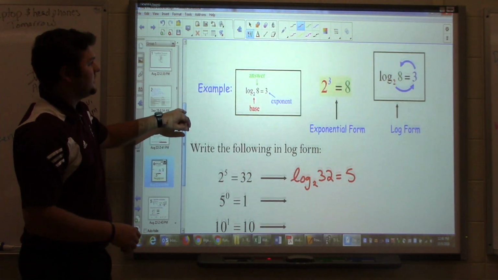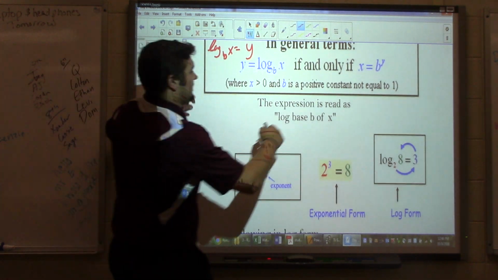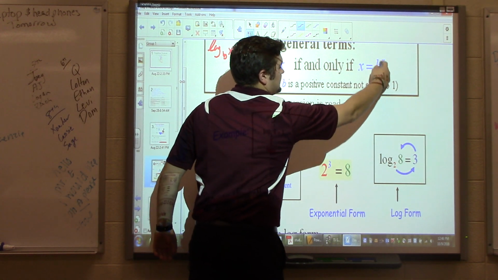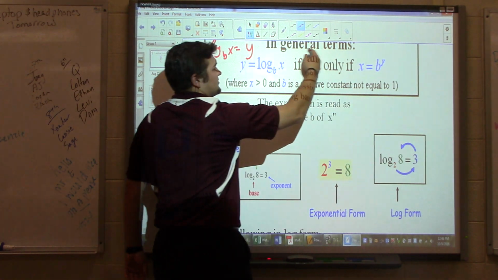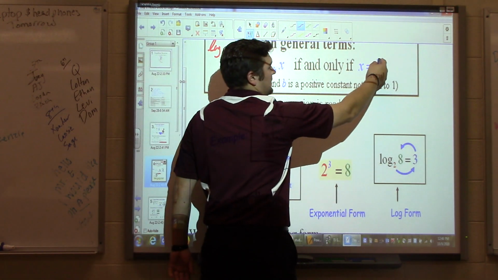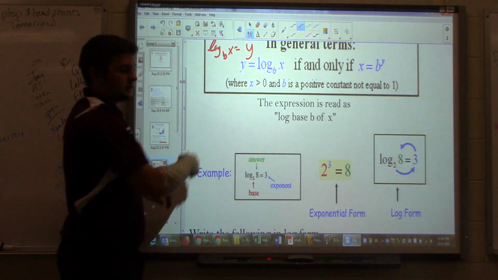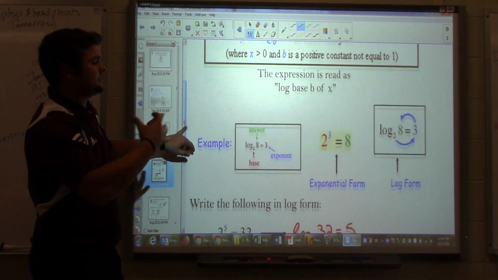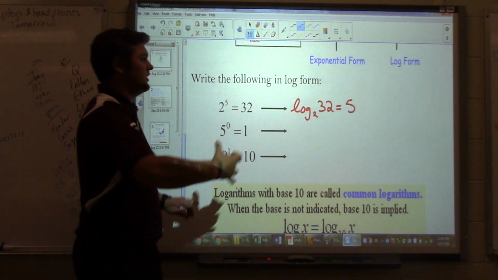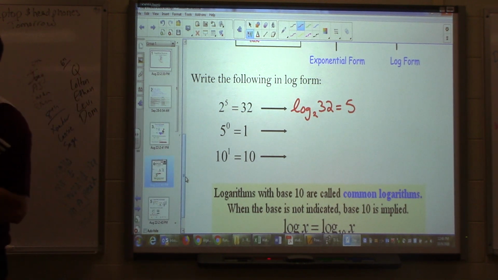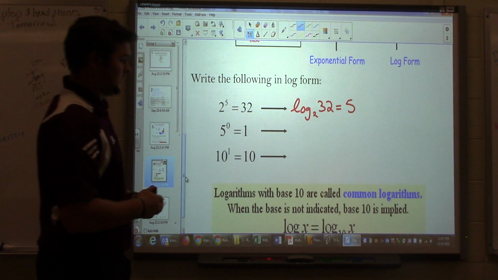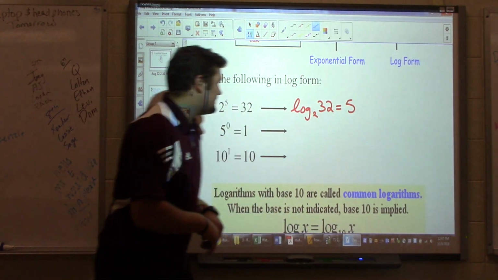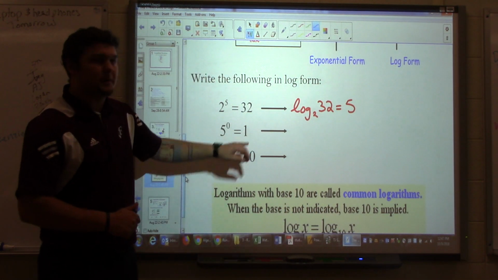Right? All I'm doing is taking b, the base of my exponent, and it becomes the base of my log. The answer to my exponent becomes what I'm taking the log of. My exponent becomes my new answer. So I'm just taking those variables, flipping them around, changing it into log form. These next couple days we're going to do a lot of going from log form to exponential, exponential to log.